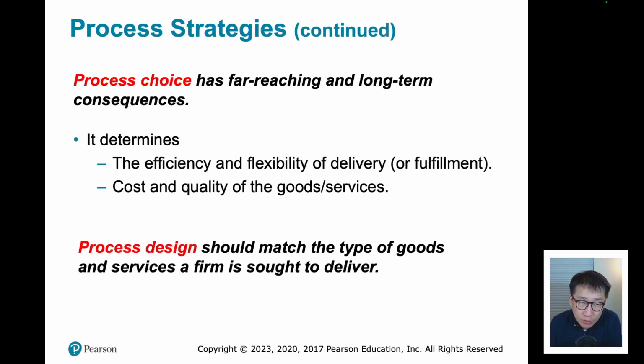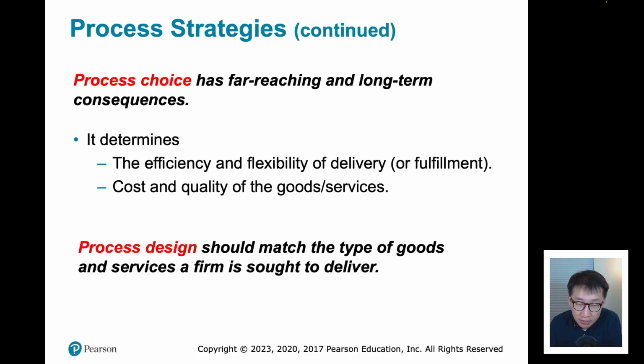Okay, and also the process choice is somewhat strategic because it determines the efficiency and flexibility of the delivery and cost and quality of the goods and services. You can think about the difference between McDonald's and a very upscale restaurant. Maybe for those who did not study operations management, the only difference may be the price tag.